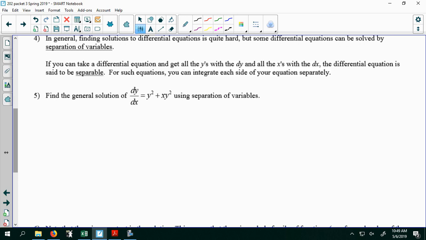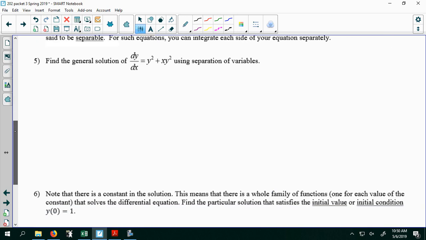We're going to learn one technique today for solving a differential equation called separation of variables. If you can take a differential equation and get all the y's and the dy on one side, and all the x's and the dx on the other side, the differential equation is called separable, meaning you can separate the variables, x's and y's, onto different sides of the equation. For these equations, you can integrate each side of the equation separately once you separate.